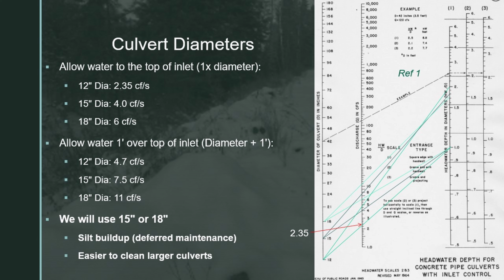I'd like to use the 15 or 18 inch culverts just because, if you have silt buildup and you didn't get around to cleaning them as often as you should have, the functionality still stays there. And the other thing is that the larger culverts are a lot easier to clean than smaller culverts are, particularly if it's silted up. Now that you can see what the performance of each of these culverts are, do keep in mind that that's a clean new culvert. If it's full of silt, it doesn't do nearly as well.